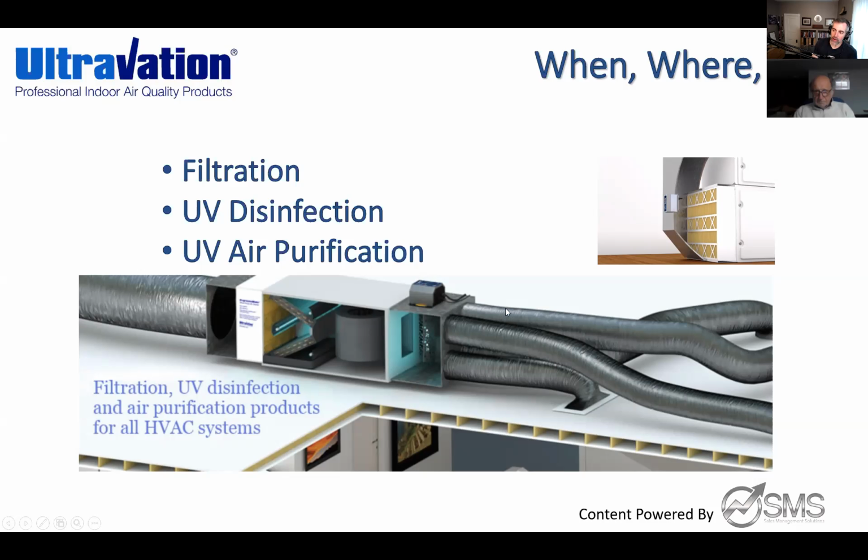And then in the big diagram here, we show filtration coming from a return, and then we have UV lamps on a coil, and then the air purification, the in-duct solution for your air supply. Again, I'll show you some of these products later so you understand how they all apply. And this is a residential application, but we're also going to go over some of the commercial components as well.